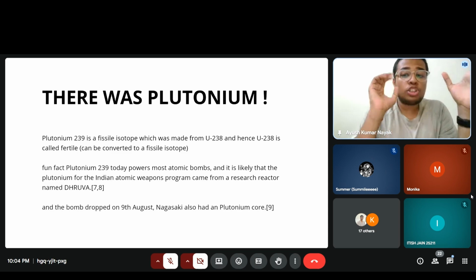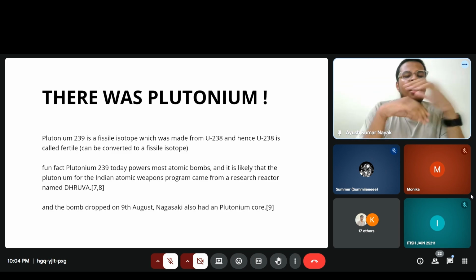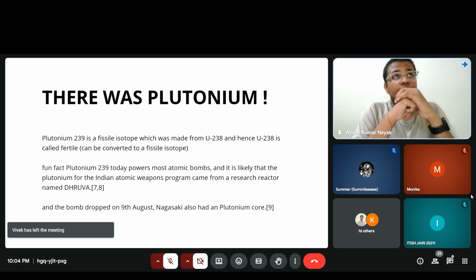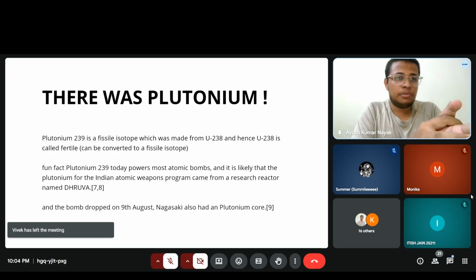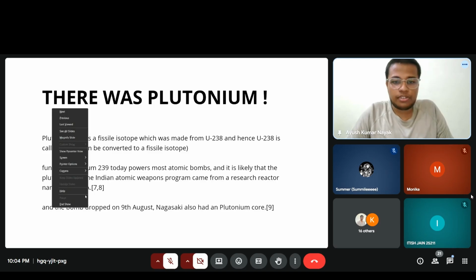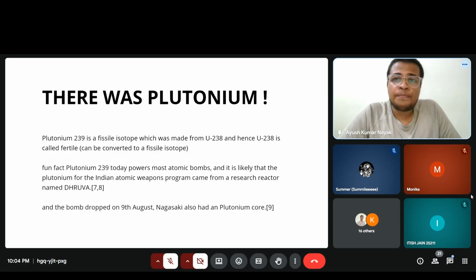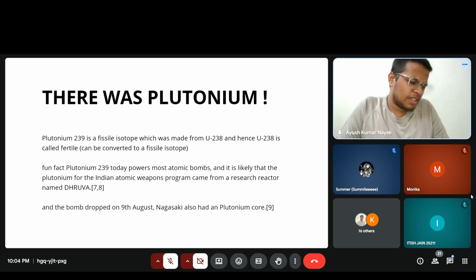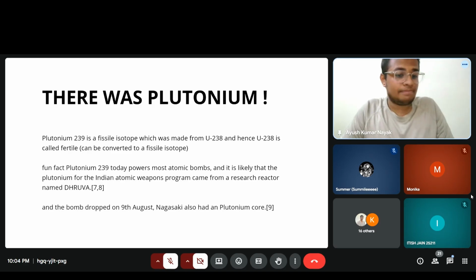Fun fact: plutonium-239 powers most atomic bombs today. And it is believed that a research reactor in India named Dhruva, which was made in the 1970s, was producing plutonium for the Indian atomic weapons program. This data is from Wikipedia and the official site of BARC. The official site of BARC states that it was used in making radioisotopes. Well, plutonium-239 is a radioisotope, so who knows?